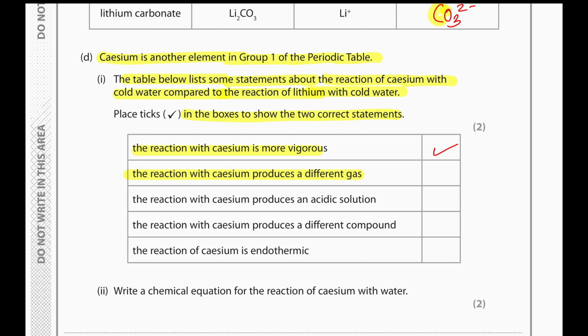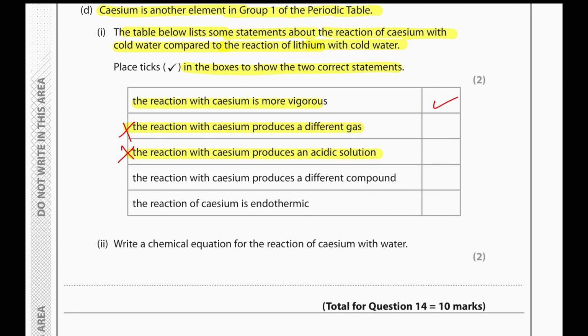The reaction with cesium produces a different gas. No, it still produces hydrogen gas. The reaction with cesium produces an acidic solution. No, group 1 metals all produce alkaline solution. The reaction is not endothermic, and the reaction of cesium does not produce a different compound.